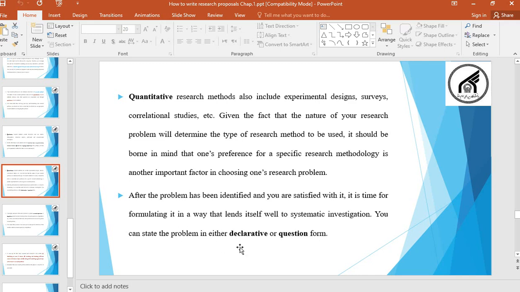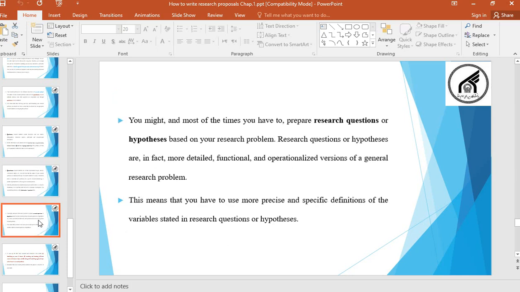The research questions can be in question form, or declarative, which means in the form of a statement. But normally they are in the form of questions, the research questions. Most of the times you have to prepare research questions or hypotheses based on your research problem.